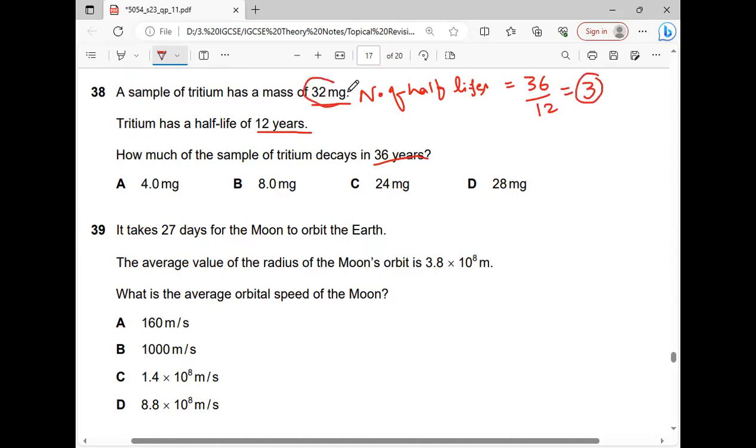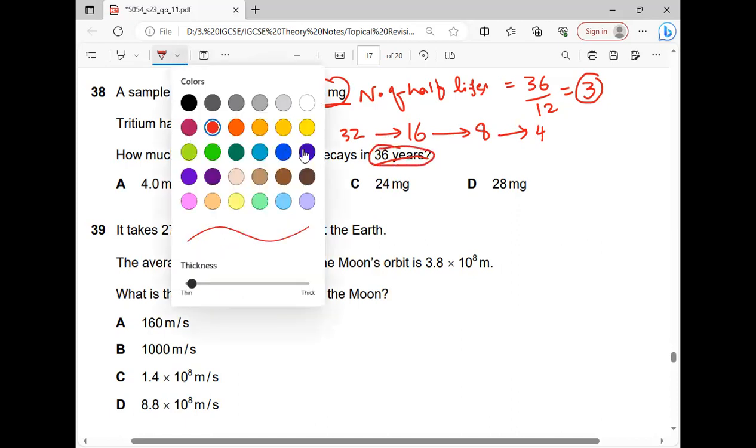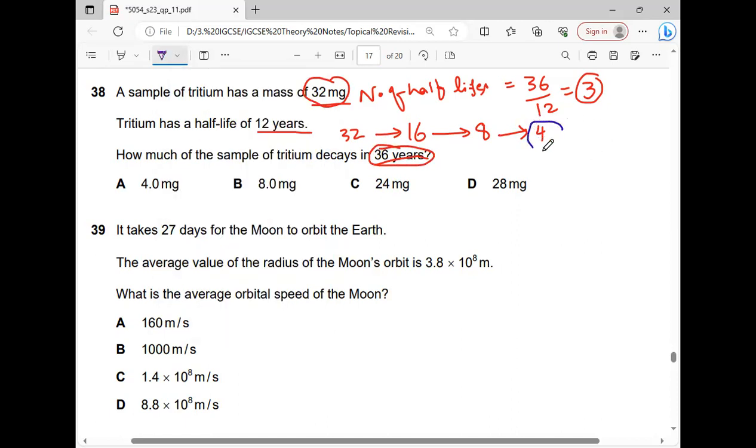What was the initial amount? 32 milligram. 32. First time half, 16. Then half, 8. Then half, 4. Now, how much of the sample of tritium decays in 36 years? This is the amount left. Make sure, never ever select this option. This is the amount left after 36 years.